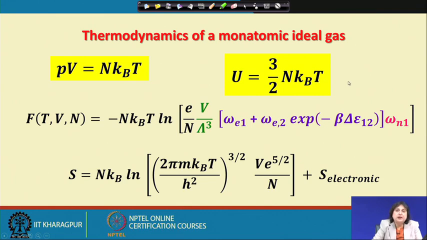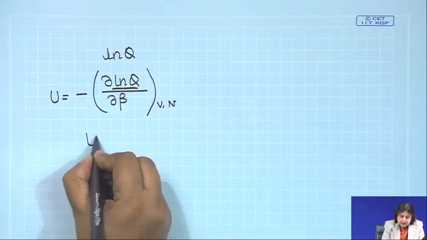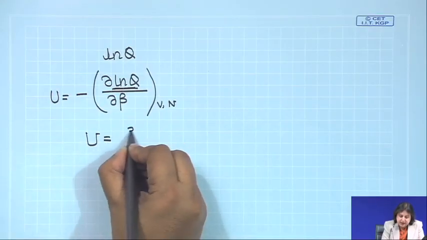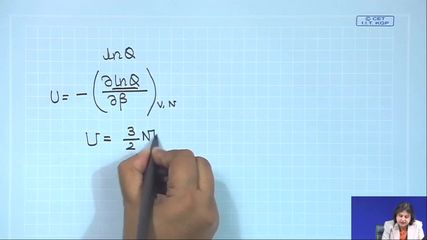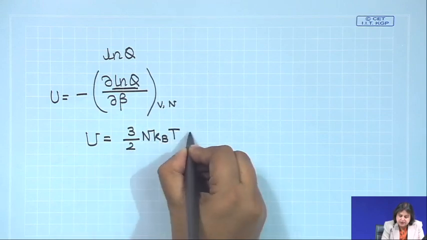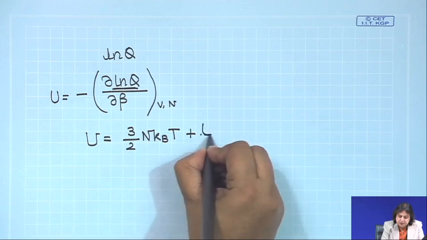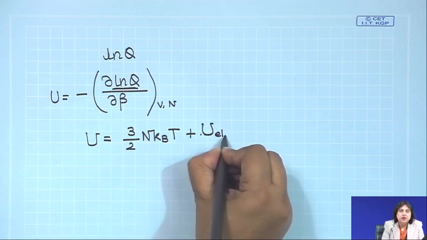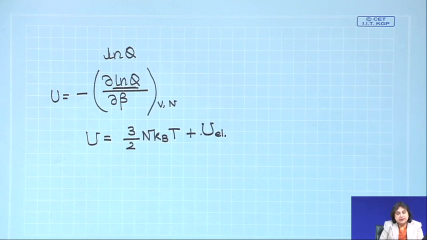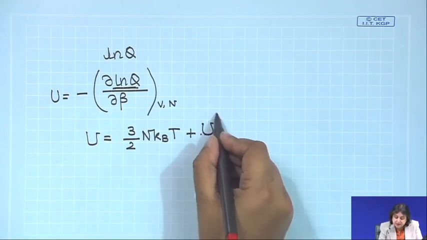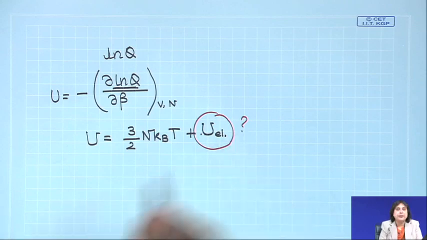There will be some correction terms, and where will these correction terms come from? They will come from the electronic structure of the system. So I will leave it as an exercise for you to find out that in the case of a monatomic ideal gas, I have already shown here the result that this is the predominant term, but there will be some correction term coming in terms of U electronic. I will leave it as an exercise for you to find out what this U electronic is.